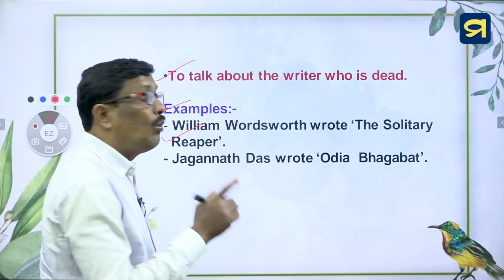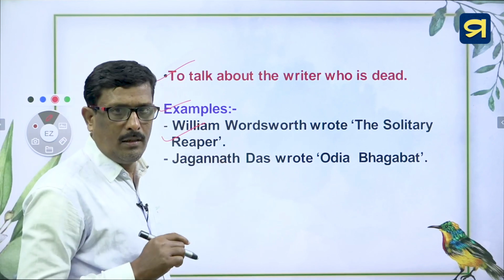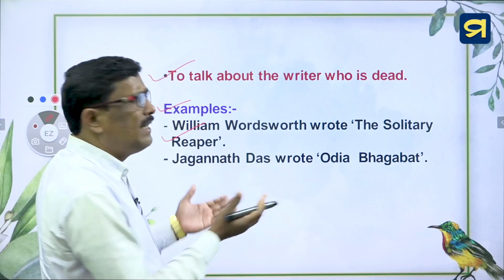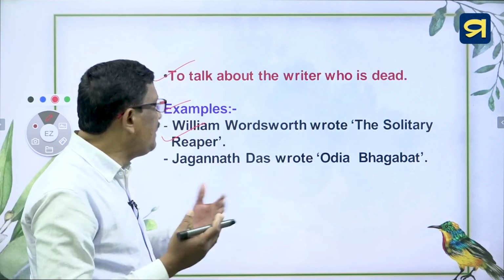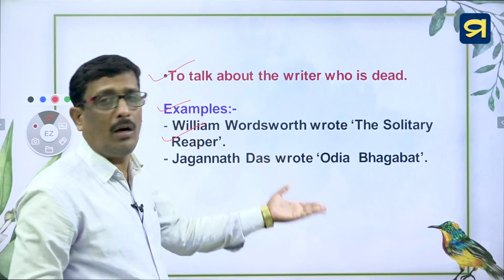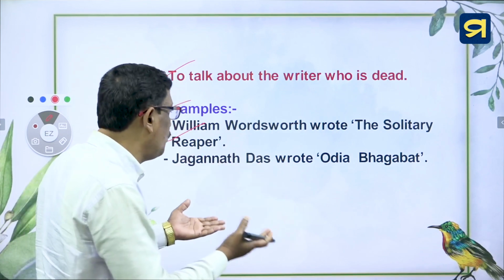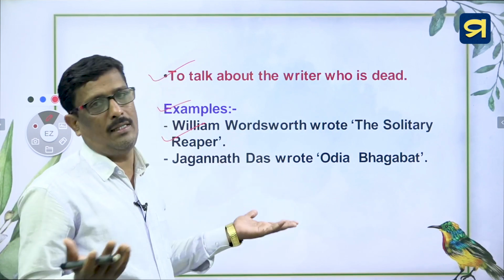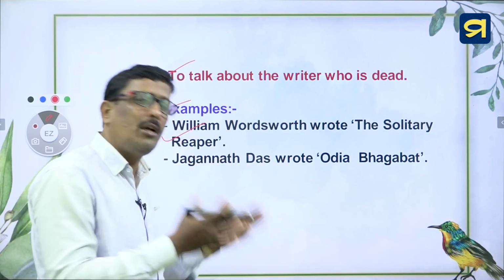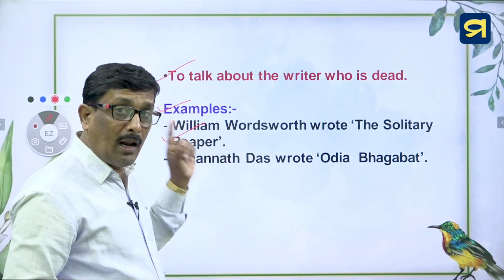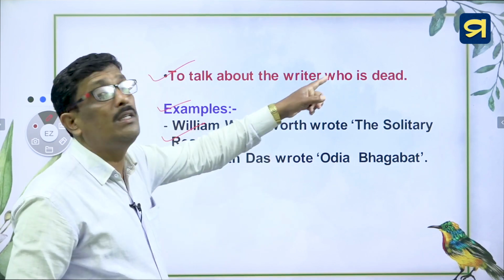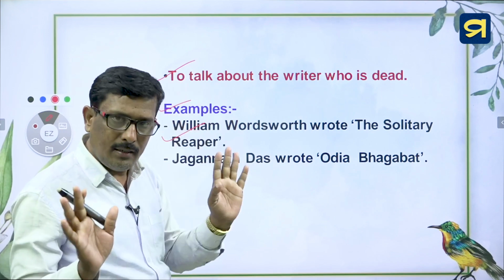Jagannath Das wrote Odia Bhagavat. You may write the sentence in passive voice. The Solitary Reaper was written by William Wordsworth, or Odia Bhagavat was written by Jagannath Das. You may write in active voice or passive voice. But for the writer who is dead, we will write in simple past tense. Right? Good.